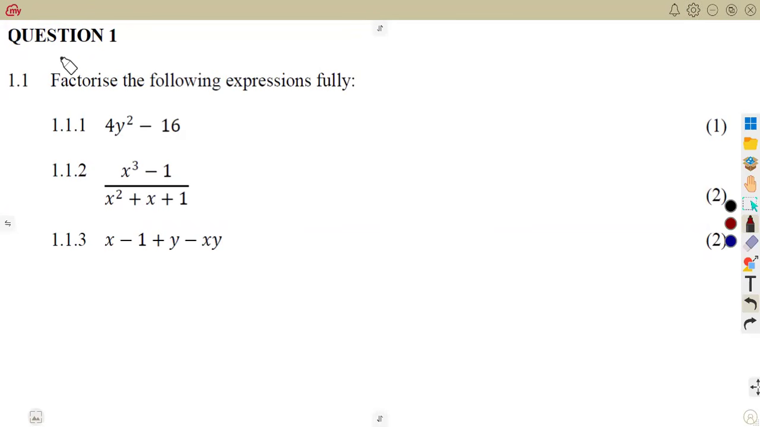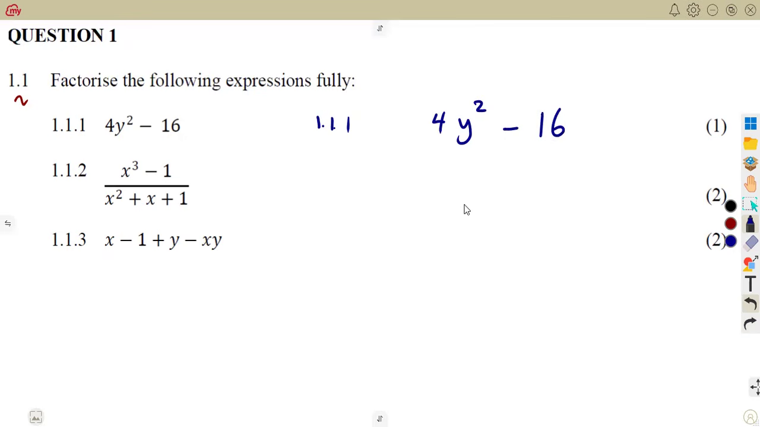So we are given this question, which was actually question number 1. On 1.1, it was for you to factorize the following expressions fully, meaning to say factorize completely what you're given there. So let's consider the first part. That is 1.1.1 we are given. This is 4y squared minus 16.